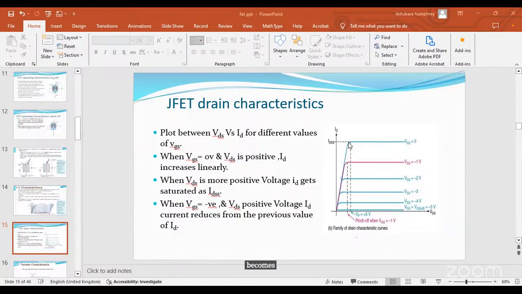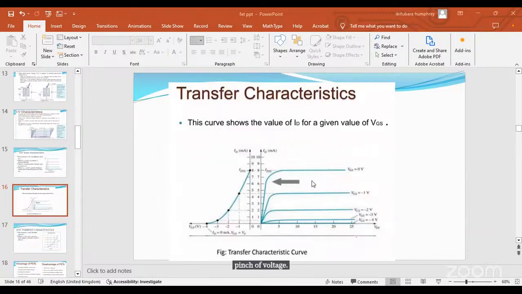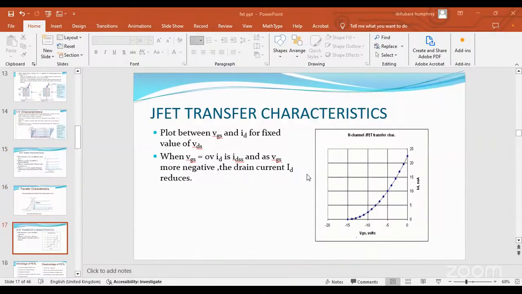So that maximum current at which the current remains stable is IDSS. That is IDSS. Note all this. Then the voltage at that point is the pinch-off voltage. So you have a transfer characteristic graph here as well.